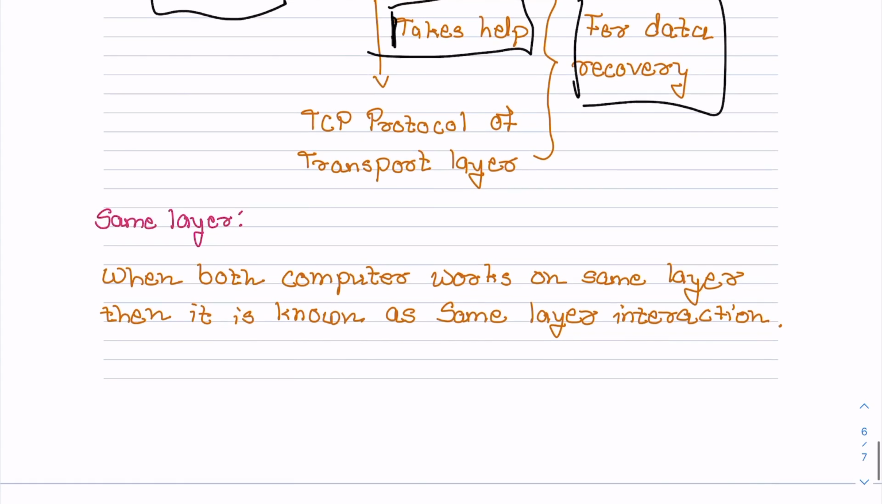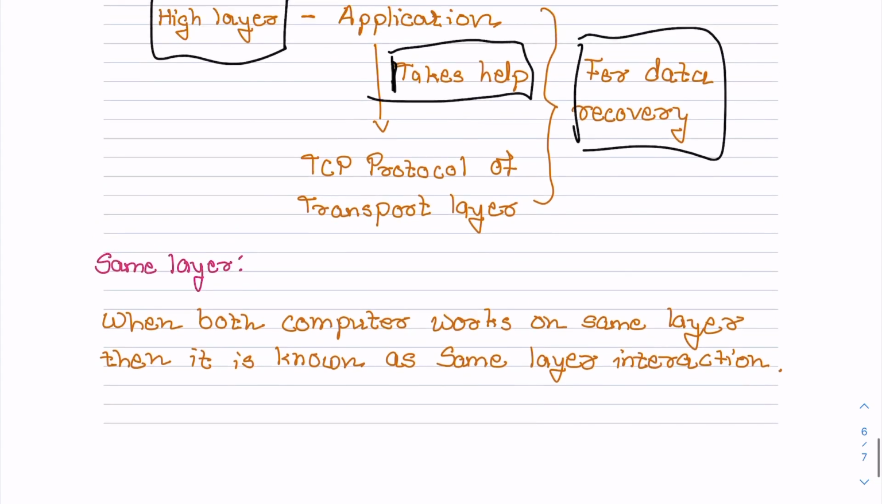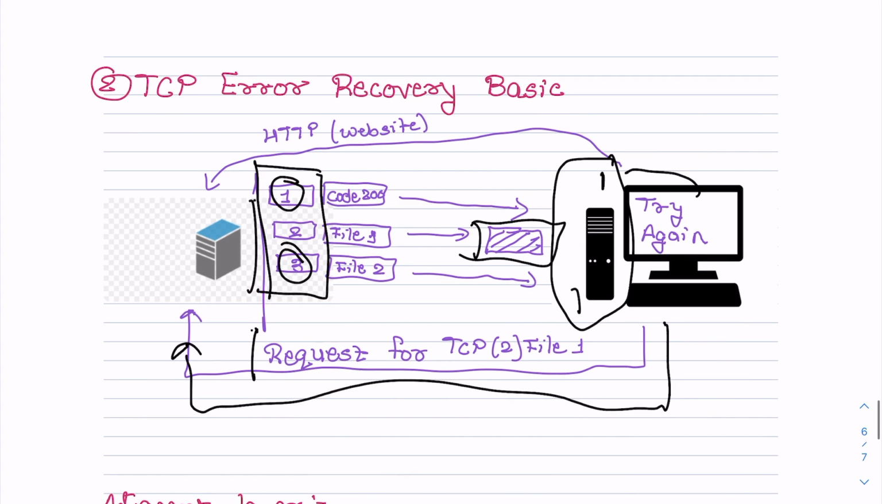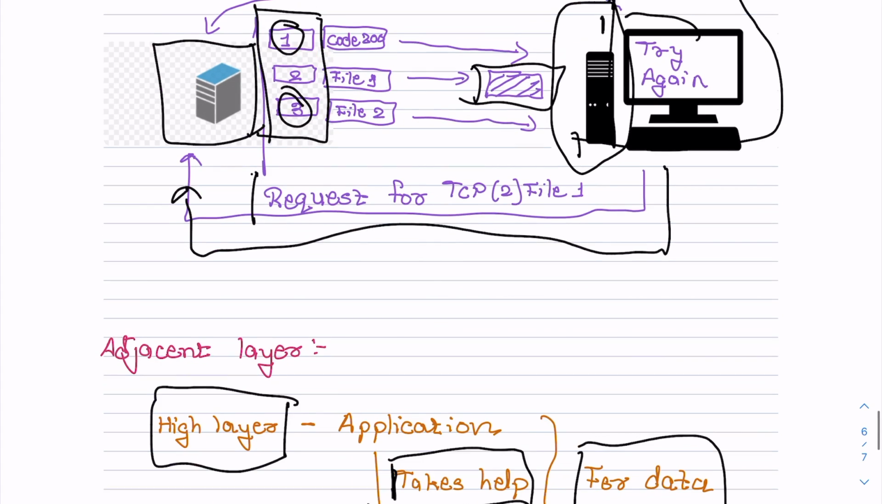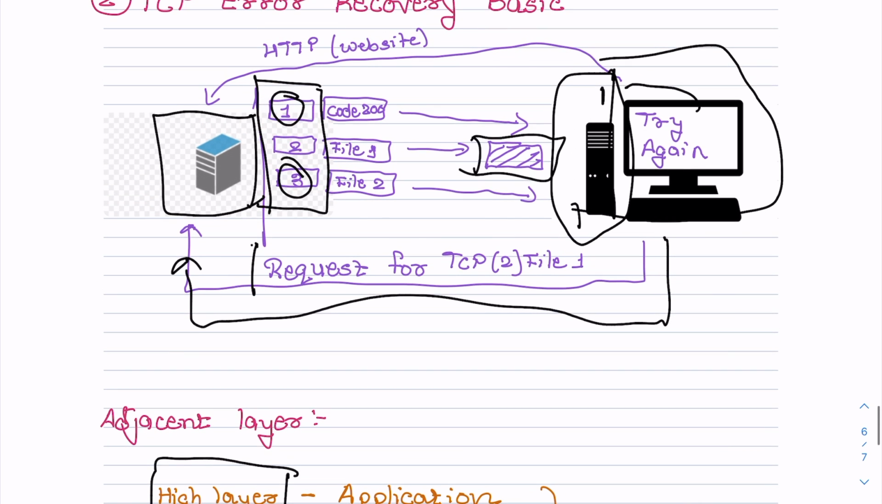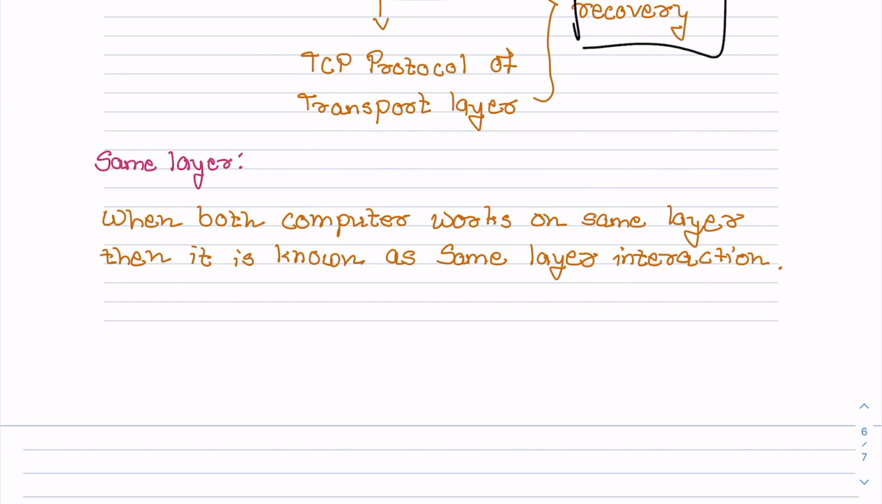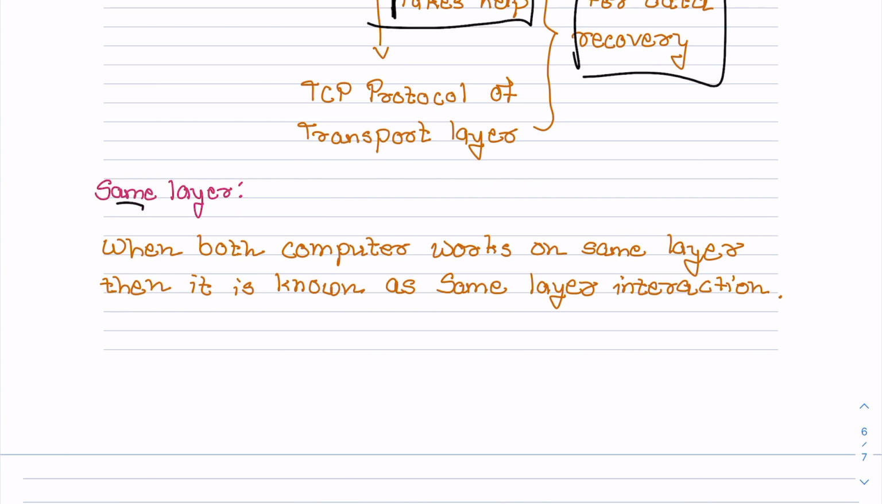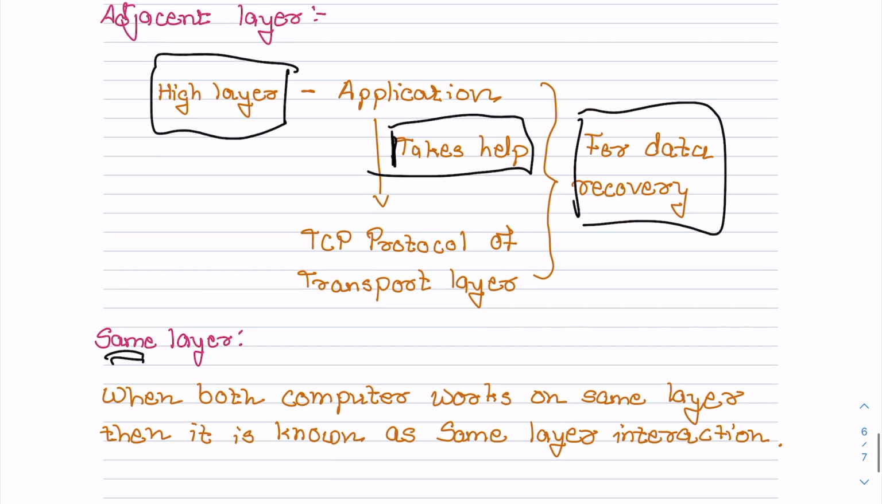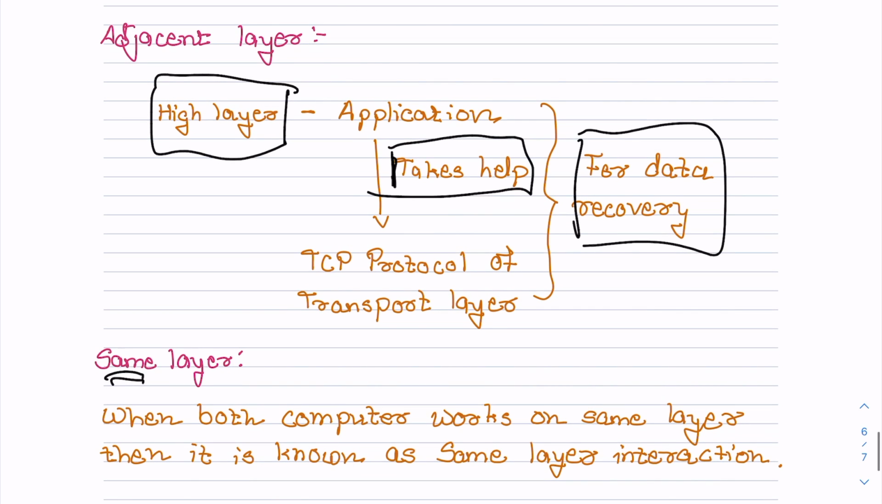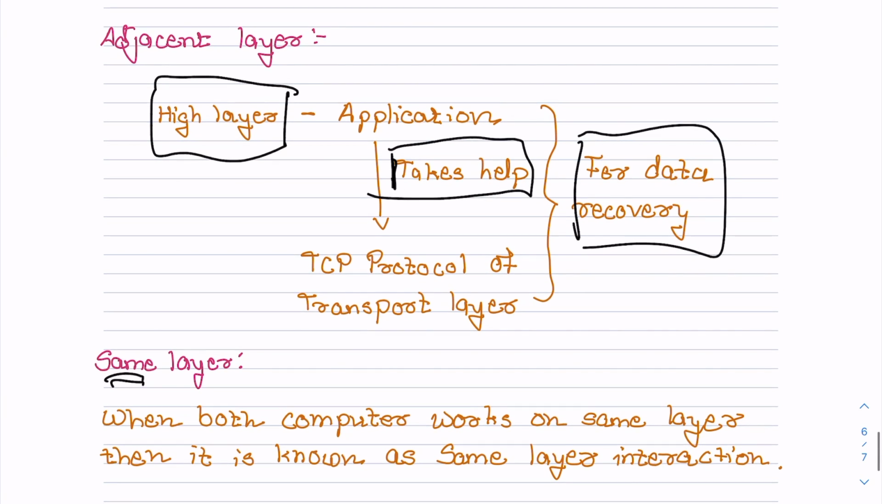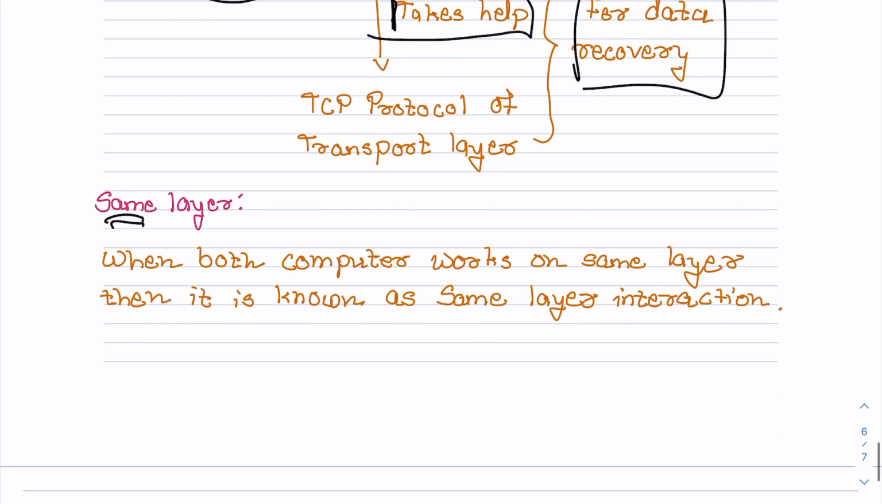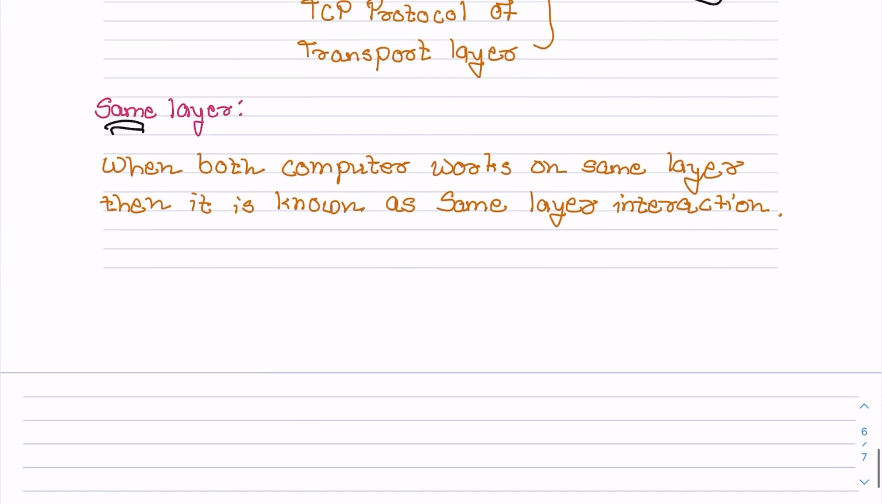Now the same layer. The same layer interaction is not between two layers, it is between two machines. Here the server and the computer are working on the same layer, the transport layer. Normally the computer works on the application layer, not the transport layer, and only the server works on the transport layer. But here, to recover the data, both are working on the same layer, thus it is known as same layer interaction. So you just have to differentiate: adjacent layer interaction is between two layers, not two machines, and same layer interaction is between two machines, not two layers.